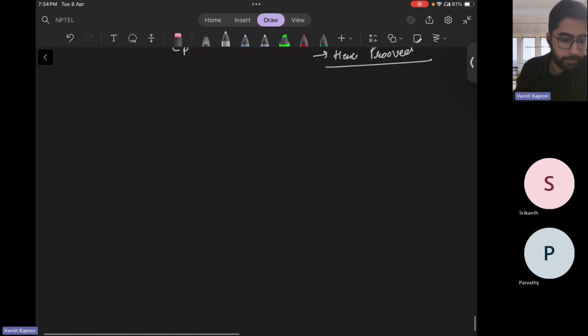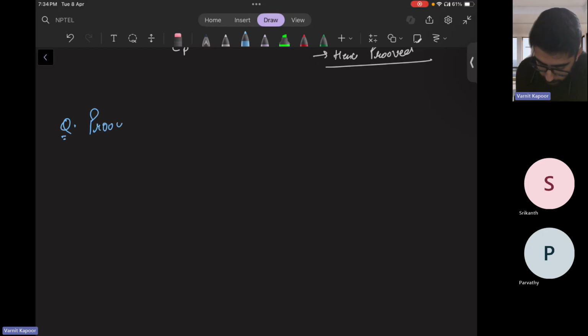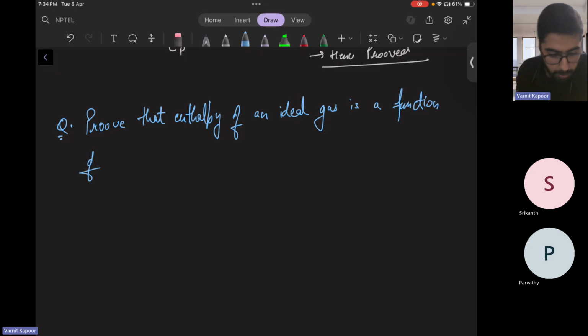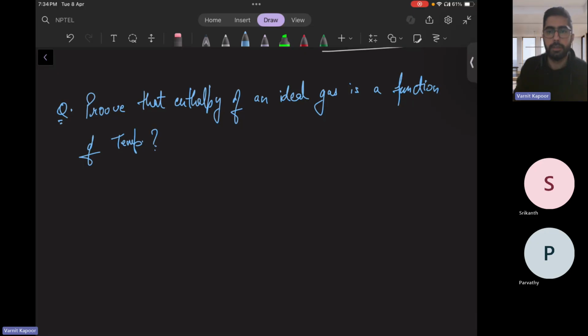Okay. Yeah. Next question. Prove that the enthalpy of an ideal gas is a function of temperature only. Okay. Prove this. Take 2-3 minutes and prove.